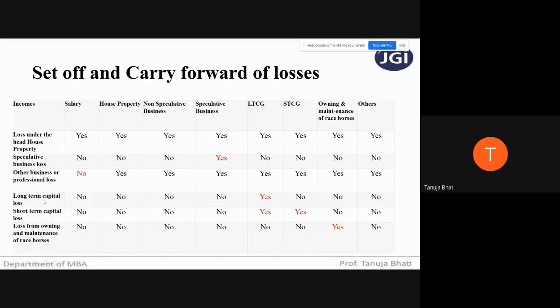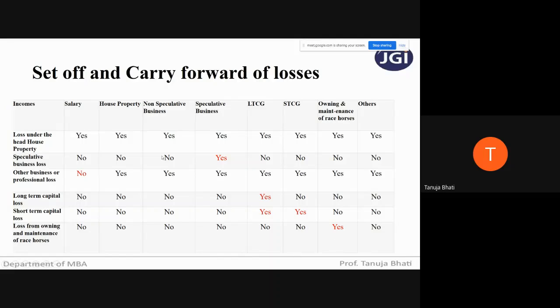Next, long-term capital loss. As I told you earlier, long-term capital loss can be set off only against long-term capital gain and not against any other head of income. Similarly, short-term capital loss cannot be set off against any head of income, but can be set off only against long-term capital gain or short-term capital gain. Next, loss from owning and maintenance of race horses cannot be set off against any head of income, but can be set off only against profits from owning and maintenance of race horses.